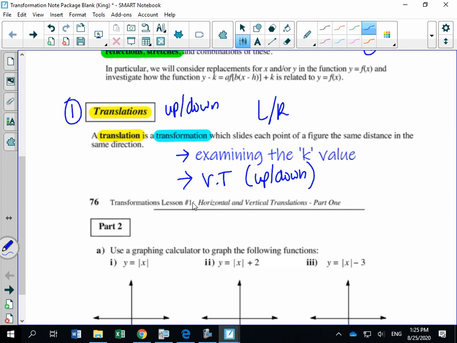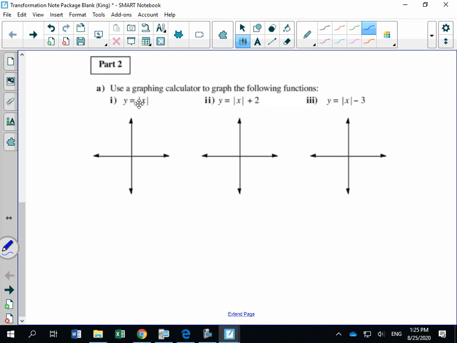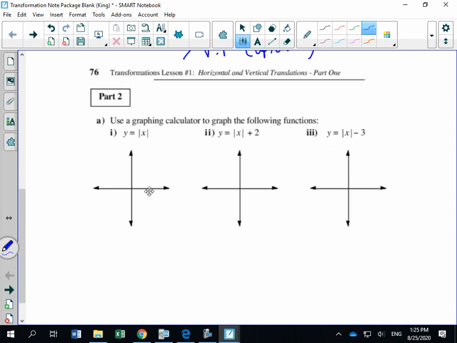Okay, so let's look at the effects of the K value. We're given a function, and our function is the absolute value of x. So I just want to write down y is equal to f of x. This is called a function. My f of x, my function, is this absolute value of x.